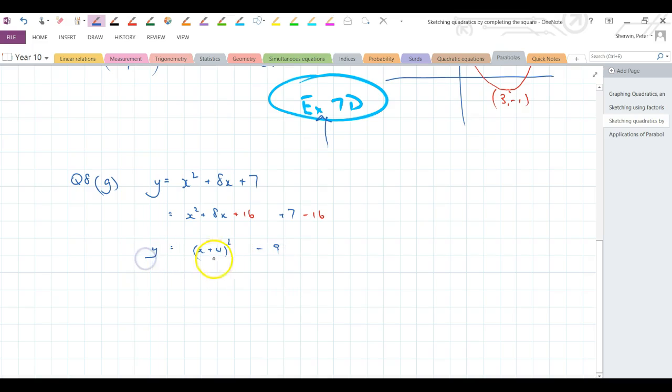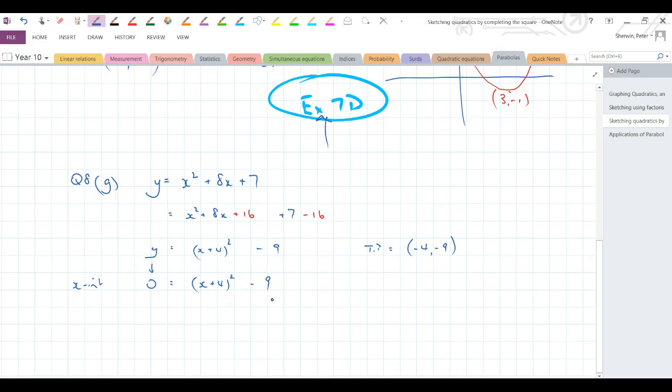Okay, so now I've written it in turning point form, so I can tell already that my turning point is going to be minus 4, remember the opposite sign of that, minus 4, minus 9. I know that's going to be my turning point. But I need to know what my x and y intercepts are. Now my x-intercept is at y equal to 0. So I need to solve this for y equal to 0.